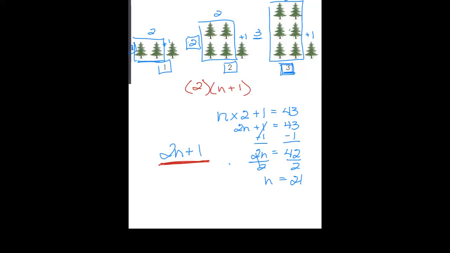Is that a variable? Is that an equation? Is that an expression? It's an expression. What kind of expression? It is linear, yes, because the variable is to the first power, there's no exponent on it. It is linear. It is an algebraic expression, correct?